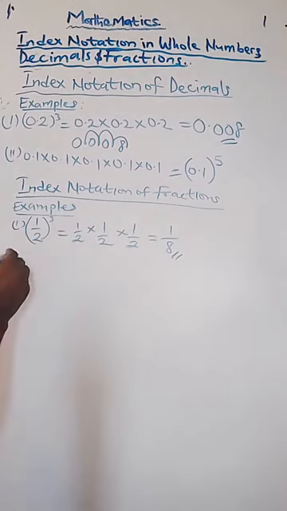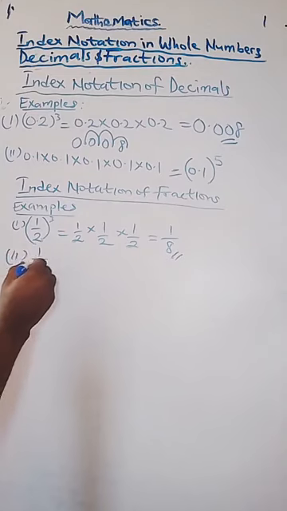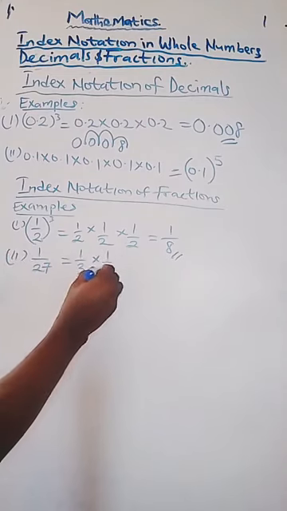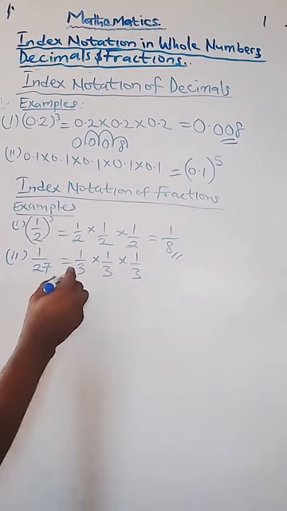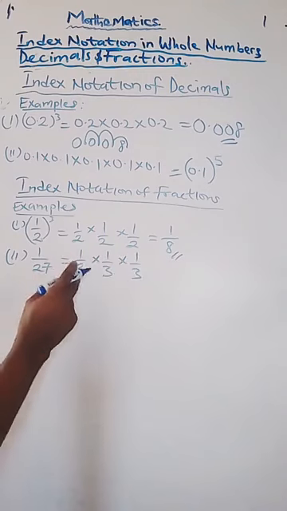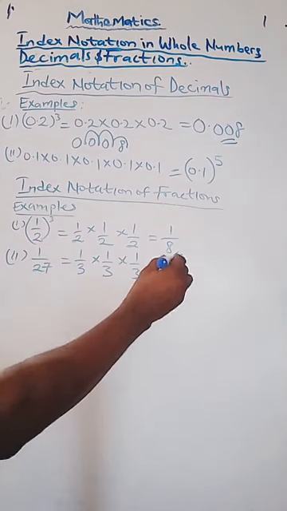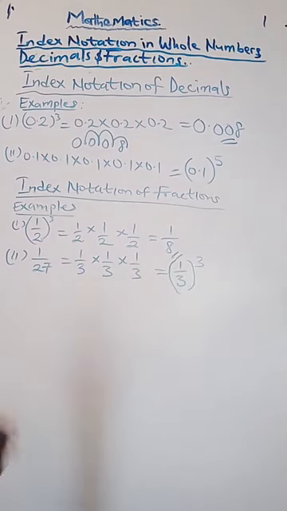Let's say you have 1 over 27. This will be 1 over 3 times 1 over 3 times 1 over 3. 1 times 1 times 1 times 1, that is 1. 3 times 3, 9. 9 times 3, 27. So this is 1 over 3 raised to power 3. So that's how to perform index notation of fractions.